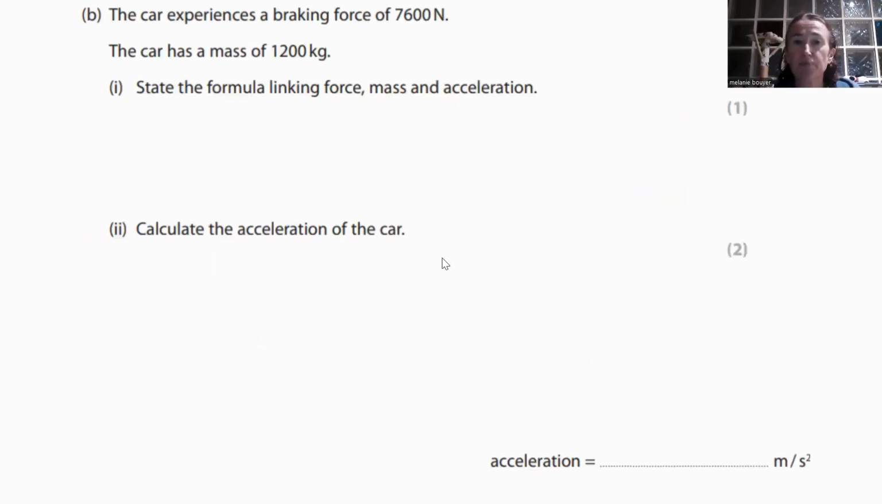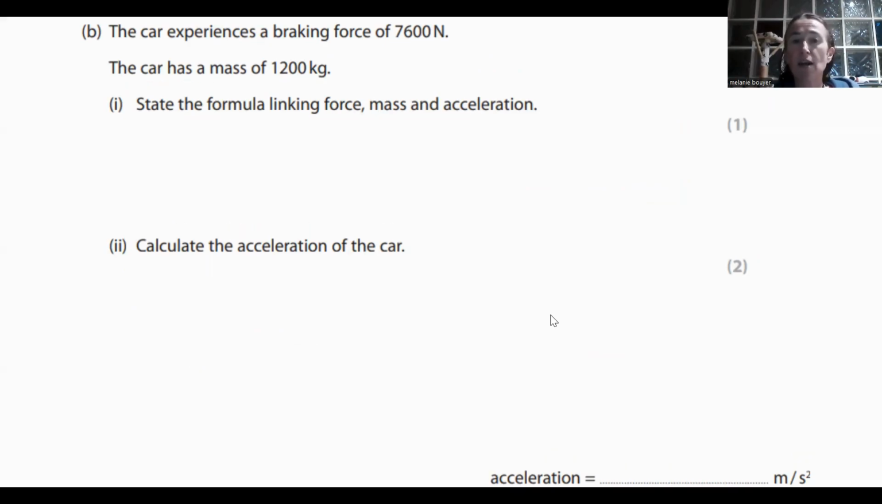Here's another question. So that question is also linked to your lesson on Newton's laws of motion. And the question is telling you that a car experiences a braking force of 7,600 Newtons. The car has a mass of 1,200 kilograms. State the formula linking force, mass, and acceleration, and then calculate the acceleration of the car. Pause the video and have a go.